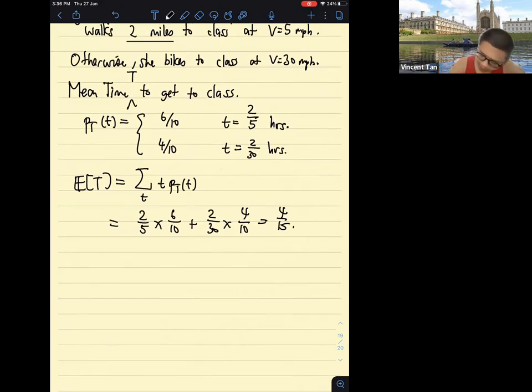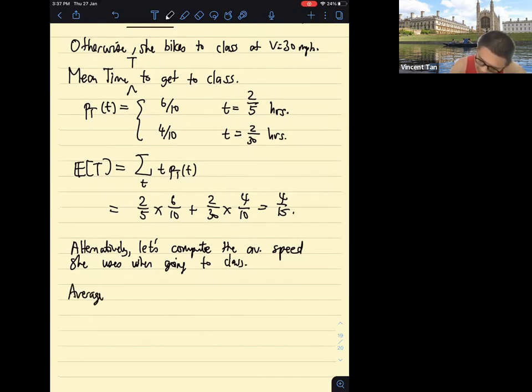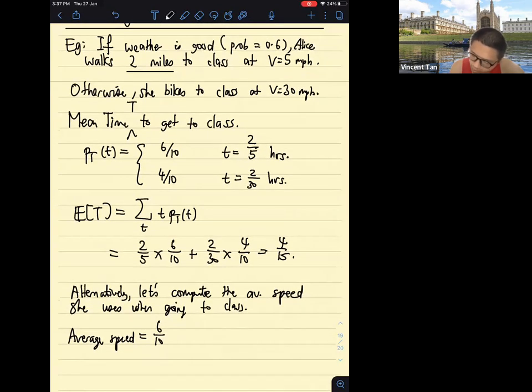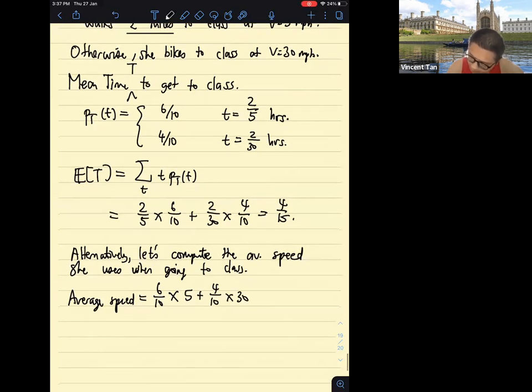Some people may think, alternatively, let's compute the average speed she uses when going to class. The average speed is the following: with probability 6/10, she walks at a speed of 5 miles per hour, so multiplied by 5, plus 4/10 multiplied by 30 miles per hour. And so the average speed is 15 miles per hour. This is in terms of hours.